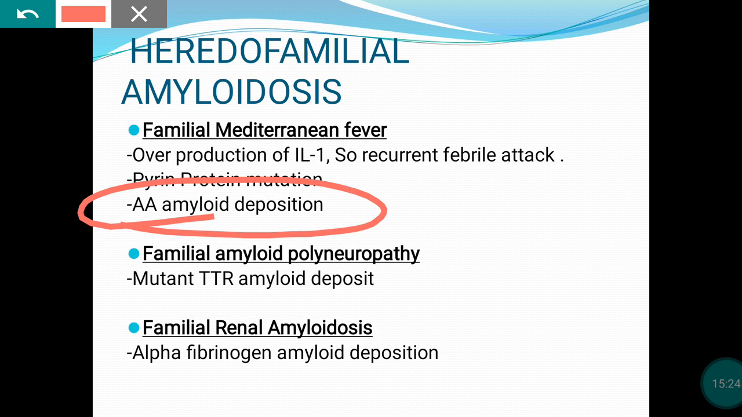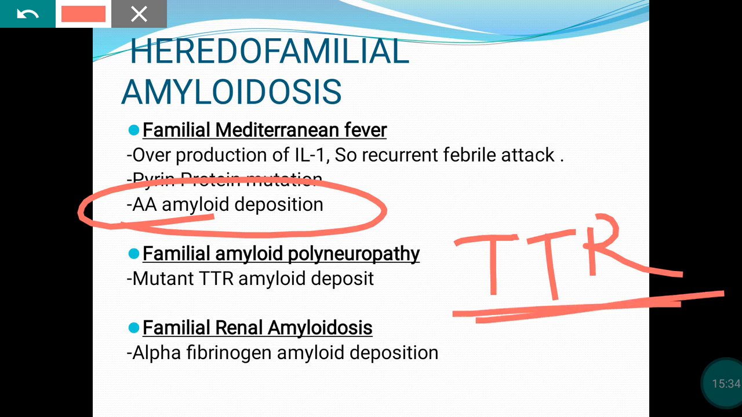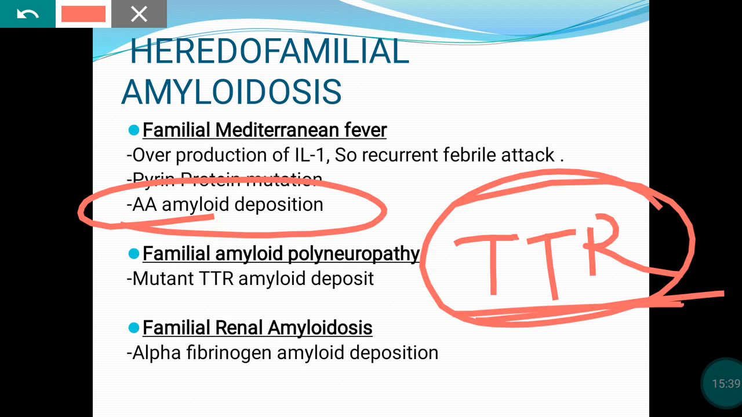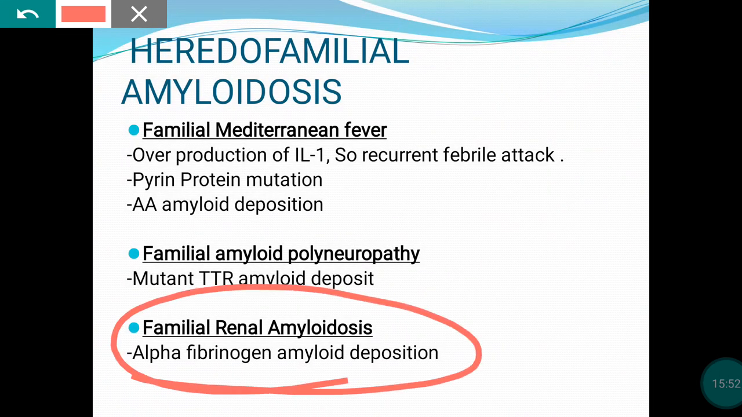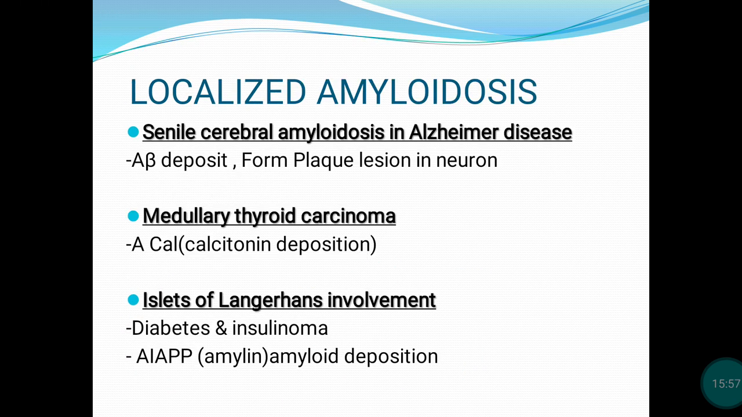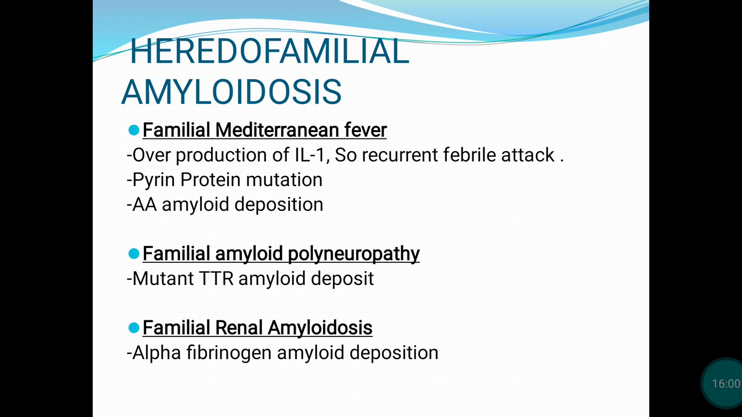Now, familial amyloid polyneuropathy. We have to remember that in such a condition, there will be a mutation in the transthyretin protein. The TTR is getting mutated. So this mutant form of TTR gets accumulated in the nerves, and it will lead to polyneuropathy. That's why the name given is familial amyloid polyneuropathy. Sometimes alpha fibrinogen can get deposited in the kidney, that will lead to familial renal amyloidosis. So that is all regarding the heredofamilial amyloidosis.